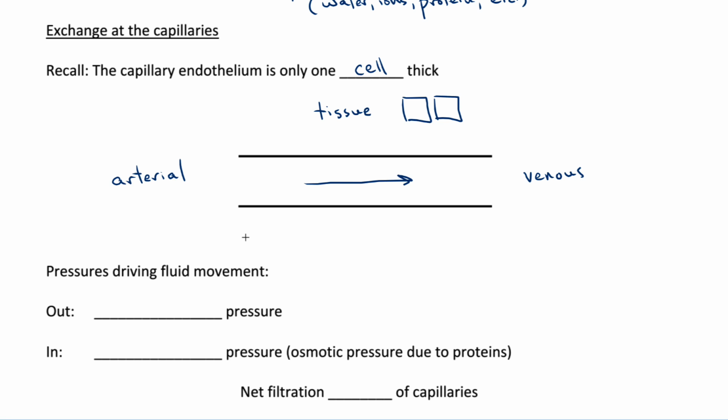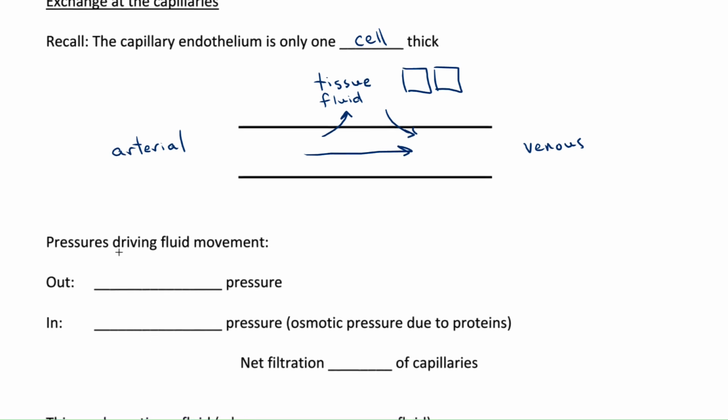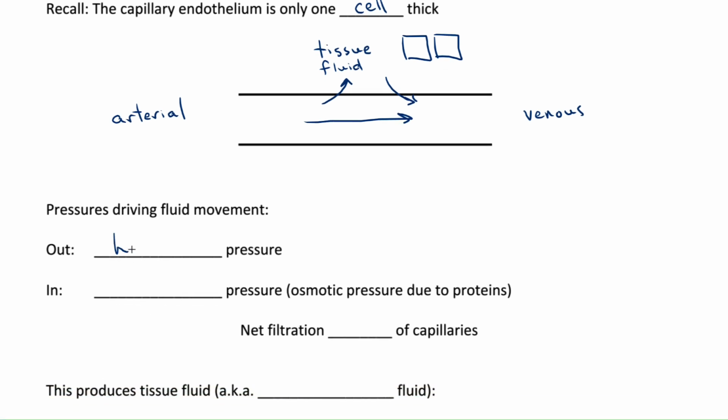Now there are two basic pressures driving fluid movement between the capillary and the fluid around the tissues. This area out here actually contains fluid, which we call tissue fluid or interstitial fluid. And that fluid is being produced by filtration of plasma out of the capillaries. And there are two pressures driving this fluid movement. There is hydrostatic pressure, or fluid pressure, out of the capillaries and into the area around the cells. So there's just higher pressure as a result of all the fluid in the capillary, and that pushes fluid out.